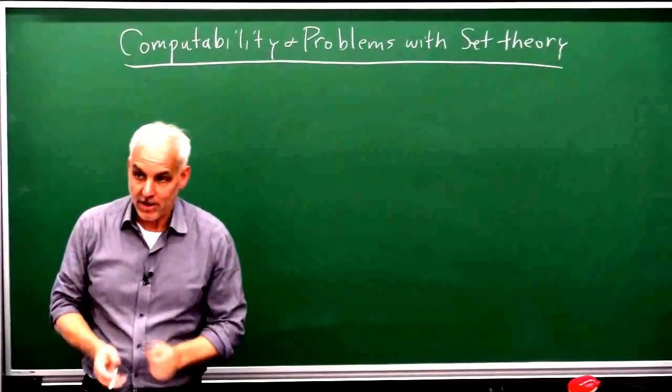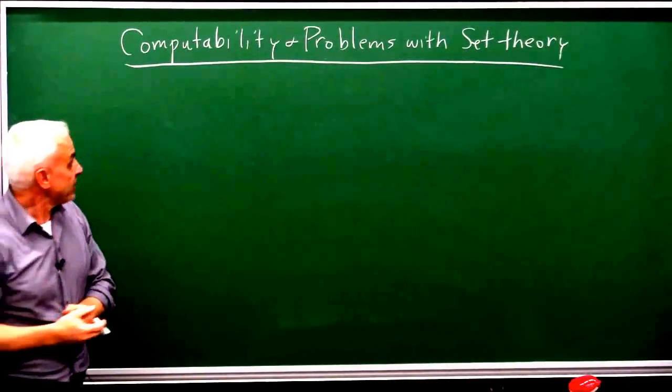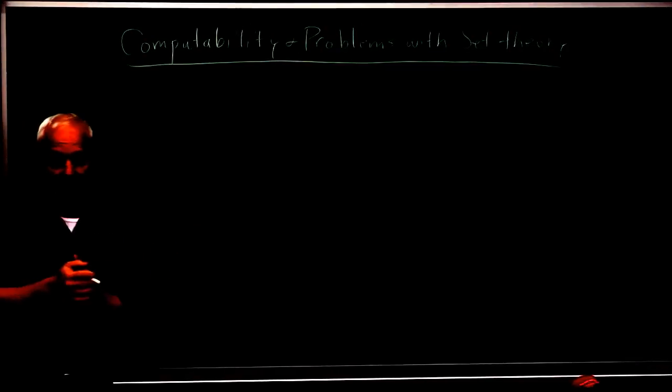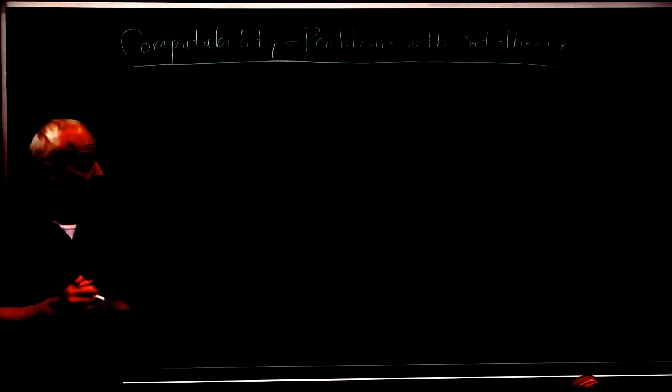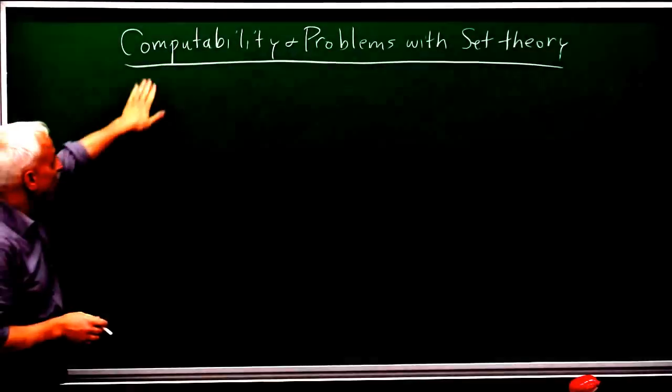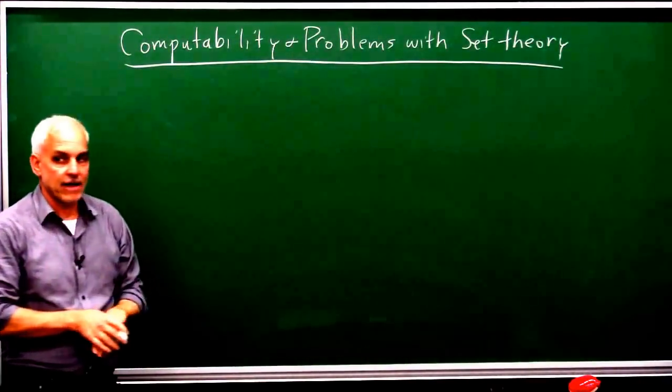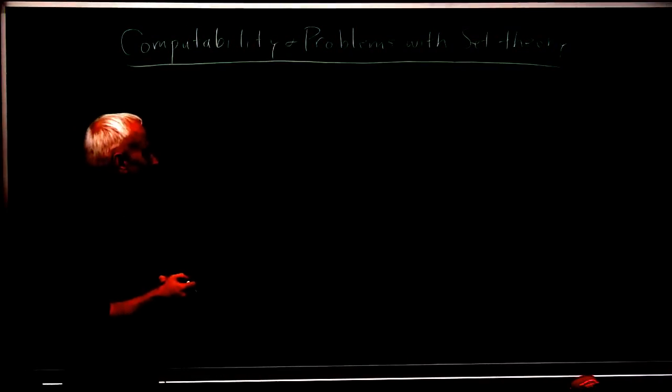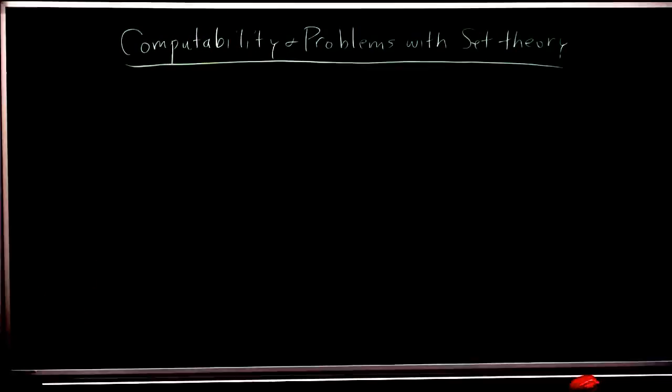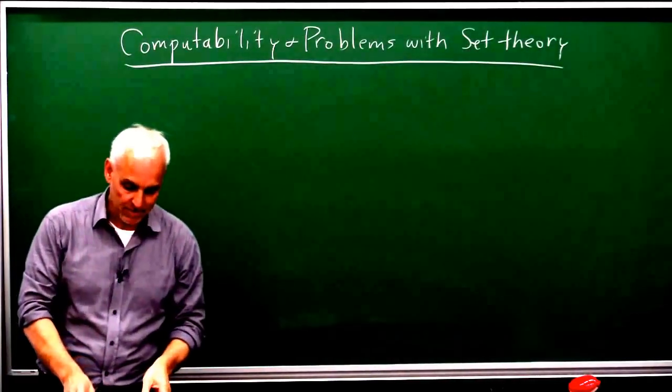I'm Norman Wildberger. We're here at the University of New South Wales. And today I'm going to carry on with the discussion that we started with our last lecture. We're going to talk more about computability and then have a discussion about problems with set theory. And we're going to hear from a lot of famous mathematicians.